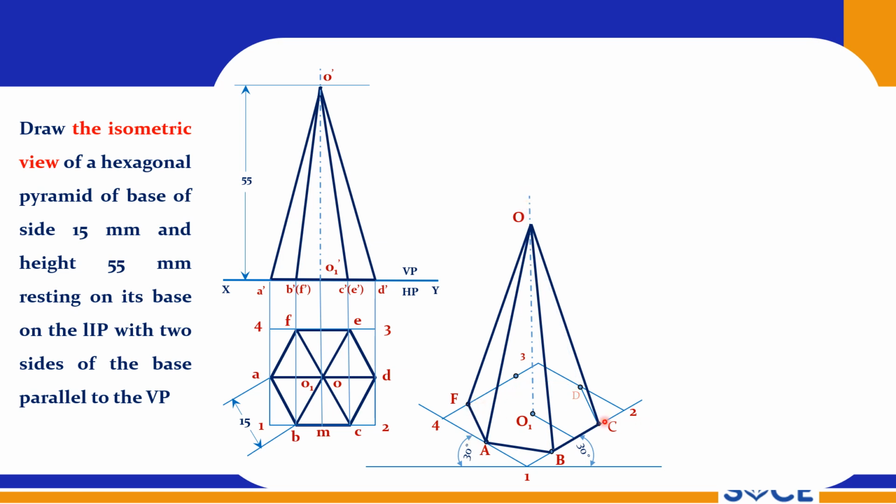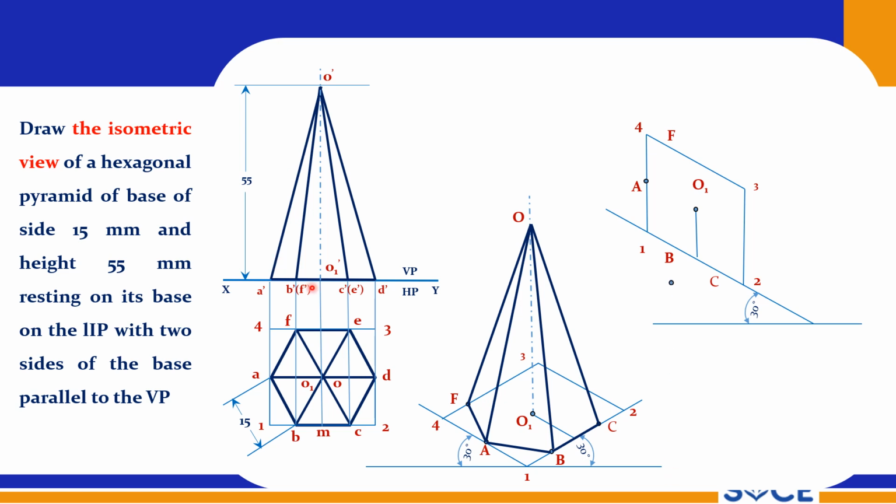So the outermost points should be connected to the apex first. The outermost point is C, I am connecting to O, and B is visible, BO is visible, I am drawing a thick line, and AO is visible, I am drawing a thick line, and OF is also visible, I am drawing a thick line. O is here. So E and D are invisible points, so I can leave them as they are, no need to connect them. Anyhow I am just erasing them to give you a clear picture, but you can leave them as they are. So this is the isometric view of this pyramid, the standing pyramid.